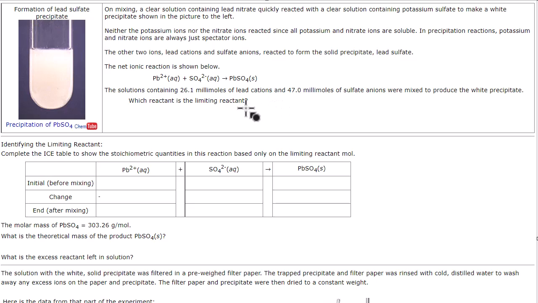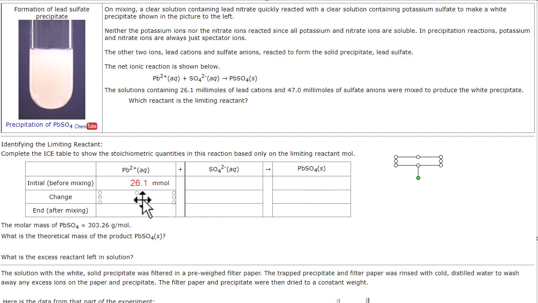Now, we're asking, what's the limiting reactant? And let's go to this ICE chart to do that. Now, the ICE indicates initial. This is chemistry, the study of change, and this is what we start with. And then the two react with one another, the lead and the sulfate, and that's our change. And then when we're done, the change is finished, and we'll see what we have afterwards. On an ICE chart, initial, change, and end, and later on this will be equilibrium, we take what we start with. And what we start with here is our lead ions, and we said 26.1 millimoles of them.